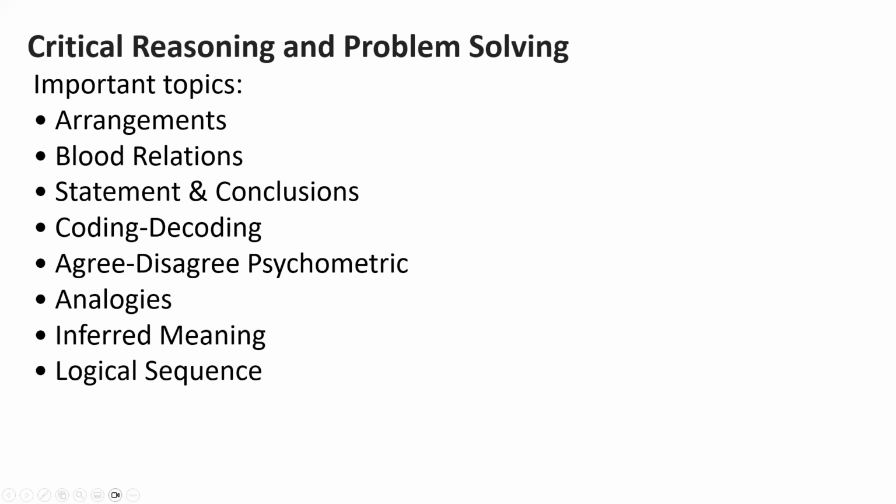So the first step is the aptitude test. In the aptitude test, one of the sections is called critical reasoning and problem solving. These are the important topics: arrangements, blood relations, statements and conclusions, coding and decoding, agree, disagree, psychometric analysis, inferred meaning, logical sequence. If you are preparing for placements, you don't have to stress much about it, as all these topics will be covered by you easily. If you're not preparing, make sure you prepare all these topics for Accenture, because the questions in the problem solving section will come from these topics only.